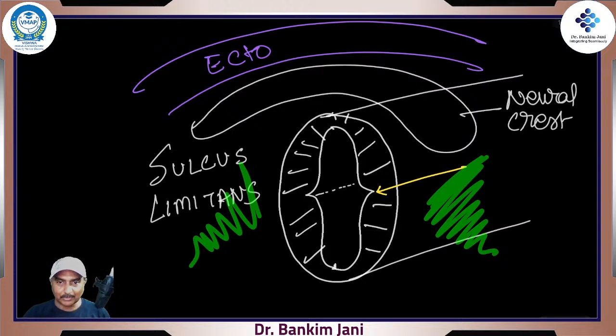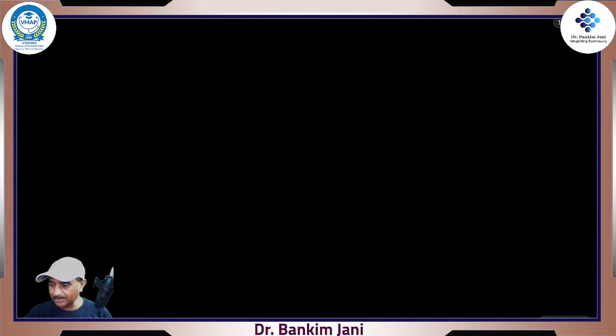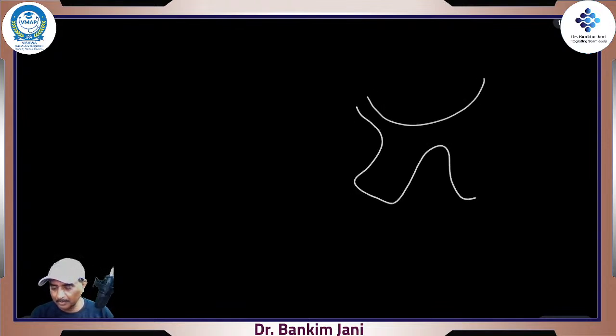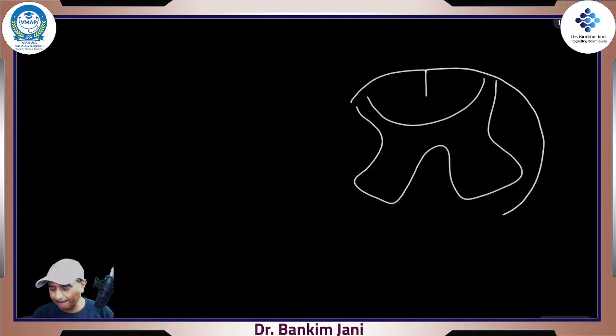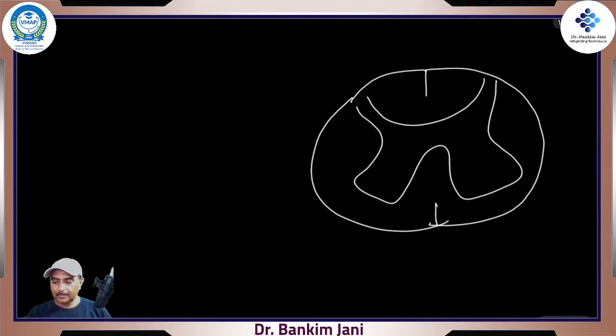Now focusing on the sulcus limitans, what we'll do is first we'll draw our normal spinal cord. This is the central canal. The mature spinal cord looks something like this.